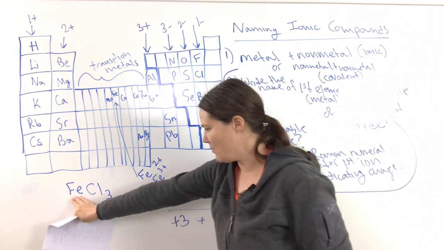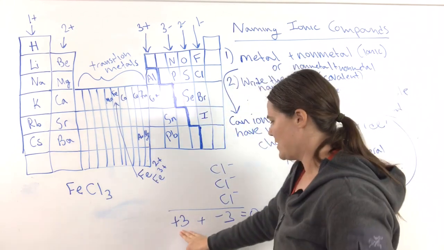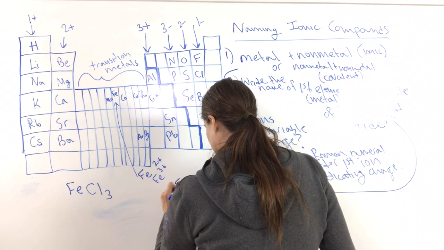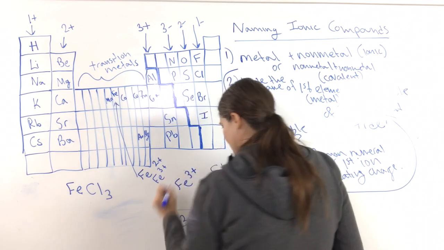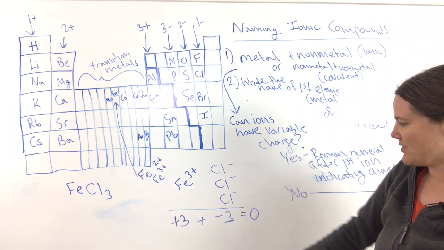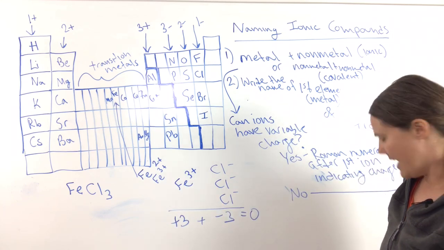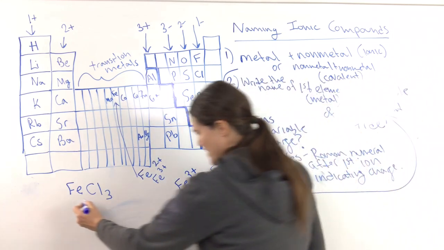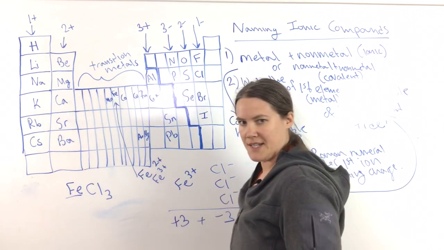So we have one iron. We know that we need a +3 charge, so that means that this is Fe 3+. And so then the way we name this is we write down the name of our first element, that's iron.